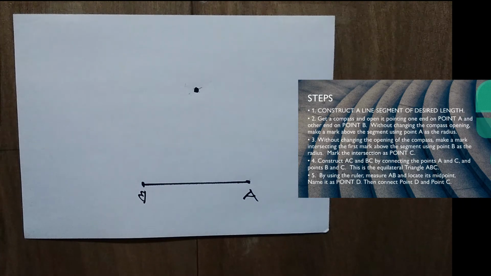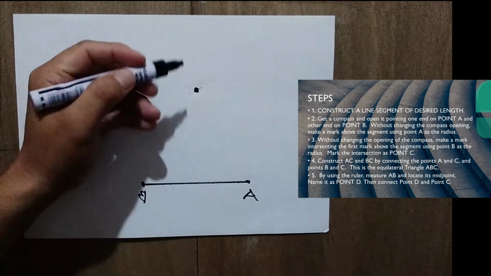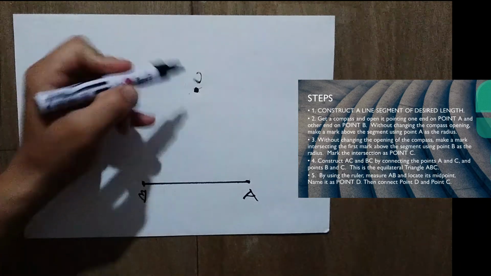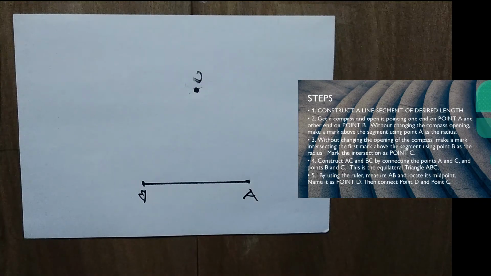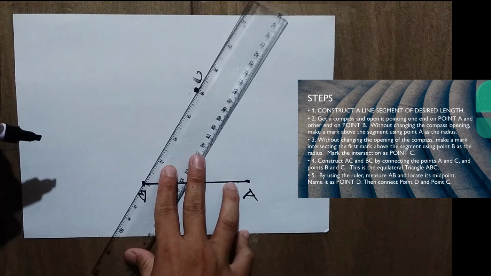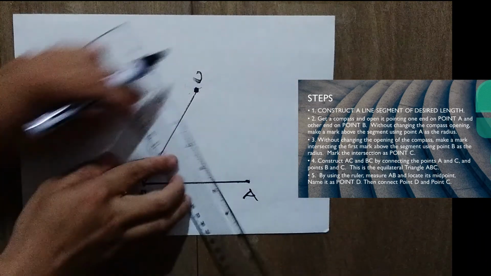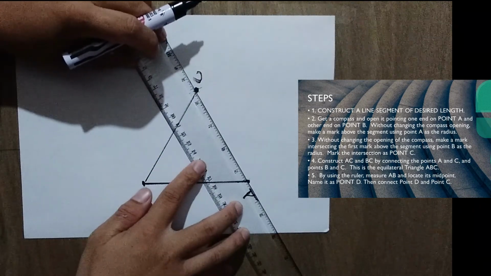Step number 4. Construct line segment AC and line segment BC by connecting the points A and C and points B and C. So, the point of intersection na ginawa natin kanina will be point C. And then, using a ruler, so we are going to connect point B going to point C using a ruler. Okay, so we connect and point A and C.